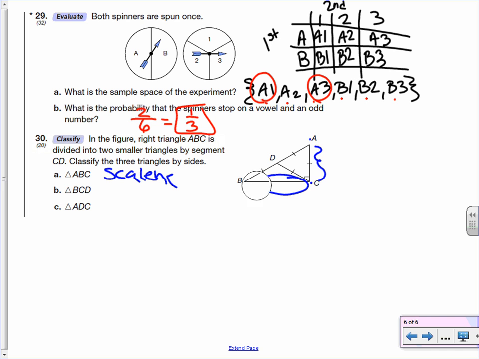Then we're going to look at triangle BCD. So BCD, this triangle here, has 2 sides that are the same. So that's an isosceles triangle. And the last one that we're going to look at is ADC. And it has marks that show that all three of its sides are the same, so that is an equilateral triangle.